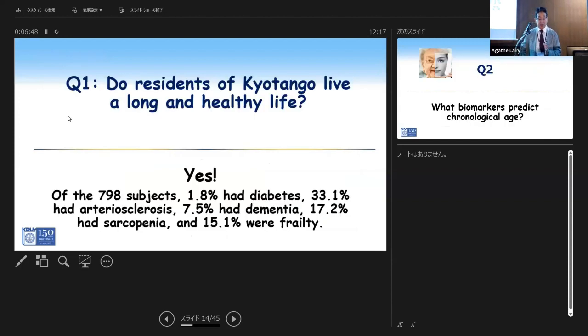The first answer is: of the 798 subjects, just 1.8% had diabetes, 33% had atherosclerosis, 7.5% had dementia, 7.0% sarcopenia, and just 5.0% frailty.